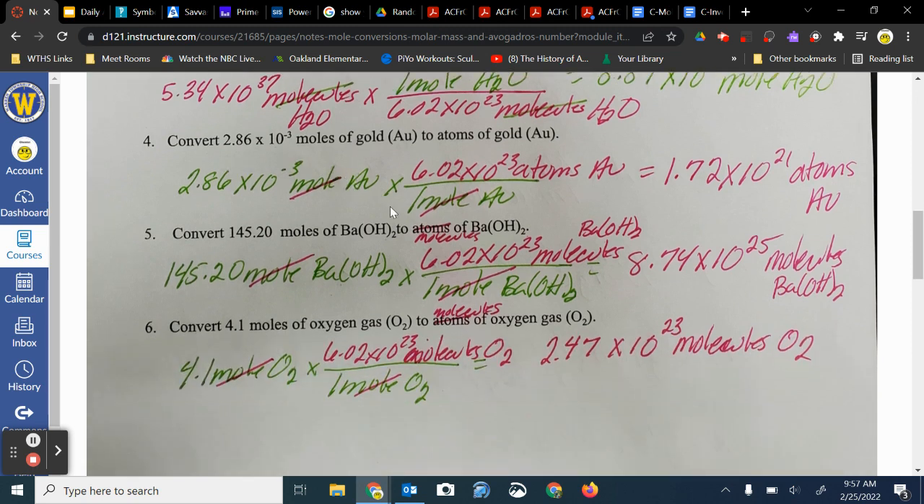We're starting in moles. And we're going to atoms, which means the mole unit needs to be on the bottom and Avogadro's number on top. So you can see how the green on the top of the equation matches the green on the bottom. They cancel, and then we end up with atoms as our unit in the end.